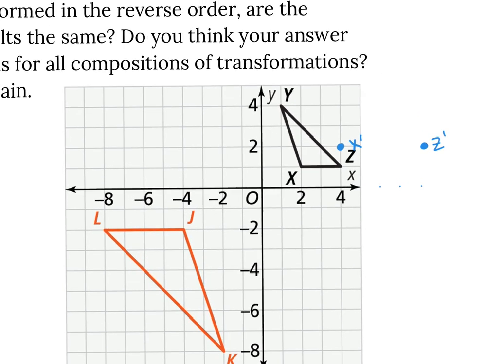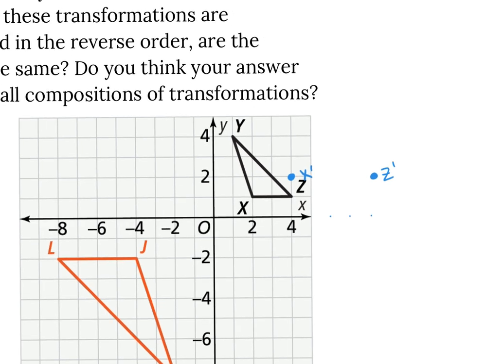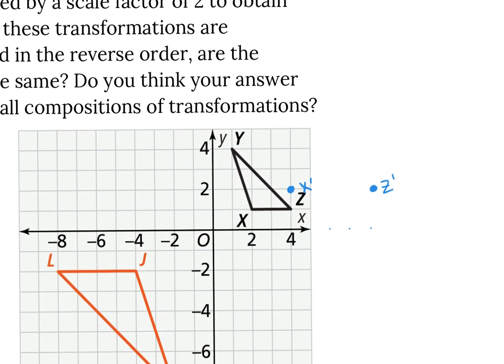And then Y prime was (1, 4), so it would become (2, 8). 6, 7, 8, 2, roughly right in here. So that would become Y prime.